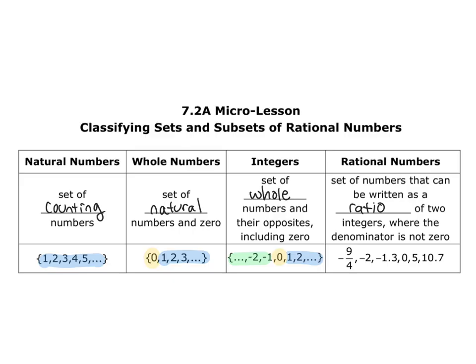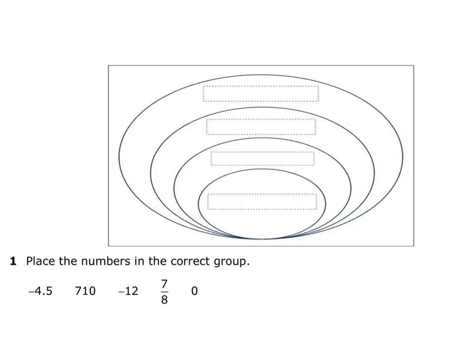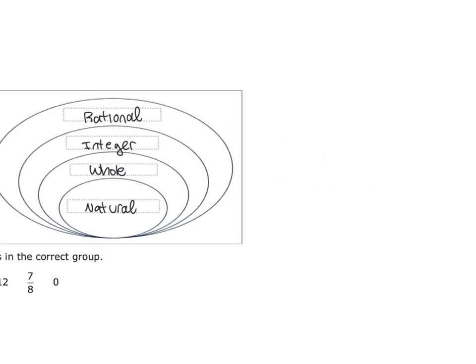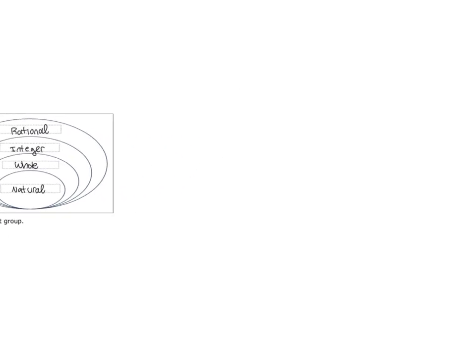Let's talk about how these sets are related. So we're going to use this diagram, and right now I just want you to add some words here. Let's add some labels. We're going to have the natural numbers, the whole numbers, the integers, and then the rational numbers. And we'll talk about why they are in the order that they are in just a moment. For now, I want to talk about a real-world analogy that can help you understand this diagram.